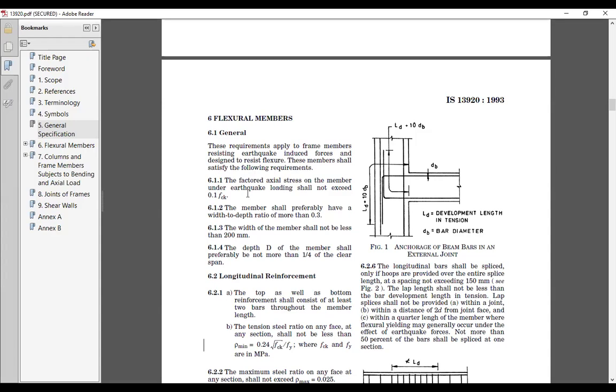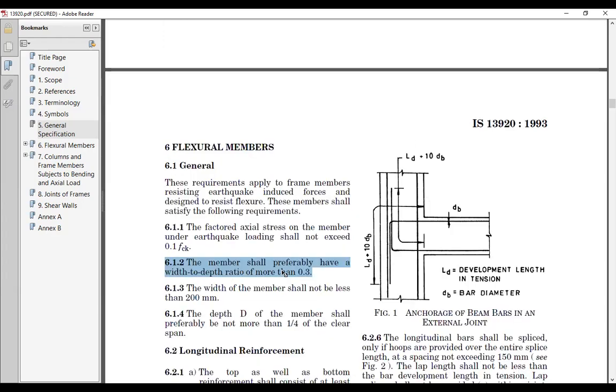the first clause is the factored axial stress on the member under earthquake loading shall not exceed 0.1 FCK. Okay, the axial stress should not exceed 0.1 FCK. What is the second clause? The member shall preferably have a width to depth ratio of more than 0.3. Okay, so this is important. Whenever you're deciding the member, you have to take care of this whenever you're considering ductile detailing. The member shall preferably have a width to depth ratio of more than 0.3.